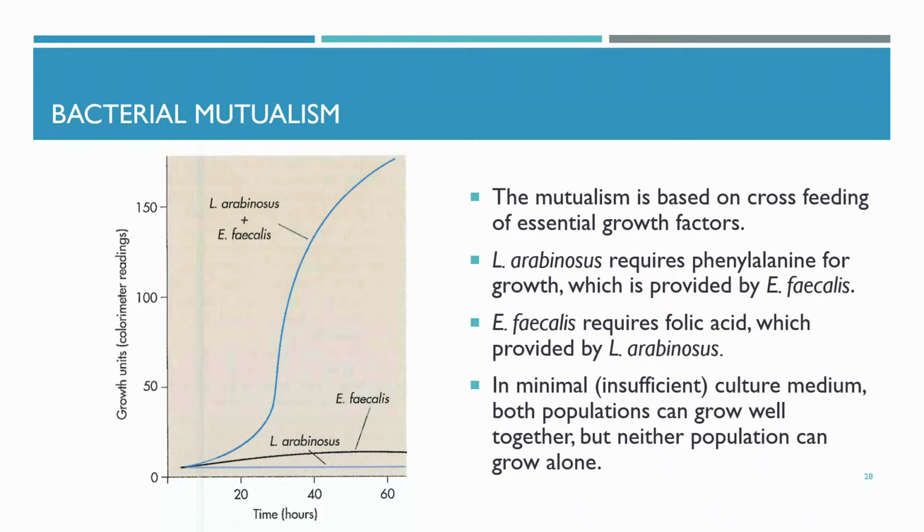Basically, what they do is they cross-feed essential growth factors. One of them produces something that the other one needs to grow. They basically can feed each other. They provide some sort of resource. These growth factors are essential for them to grow. Lactobacillus requires phenylalanine, an amino acid, for growth, and that's provided by Enterococcus faecalis, and Enterococcus faecalis requires folic acid for its growth, which is provided by Lactobacillus. So in minimal culture media, they can grow well together, but neither population can grow alone. They basically provide a food source for each other.